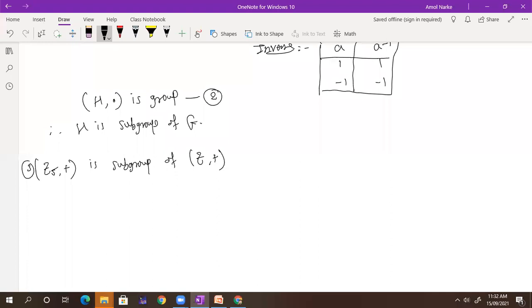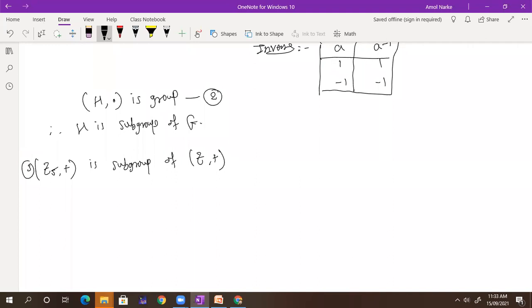What do you think? Just tell me whether it is a subgroup or not. Sir, I think it is, because Z comma plus itself is a group. Okay. What about this operation?